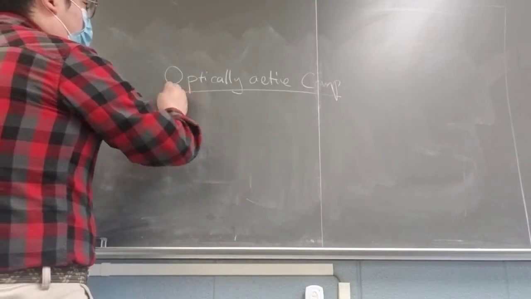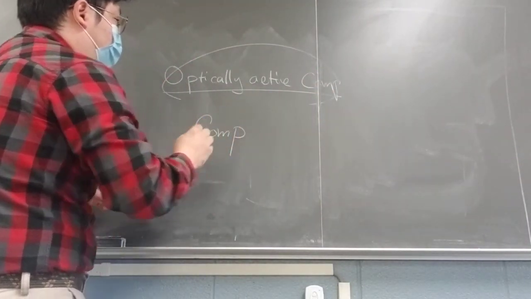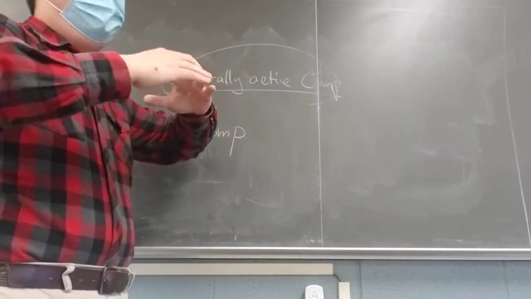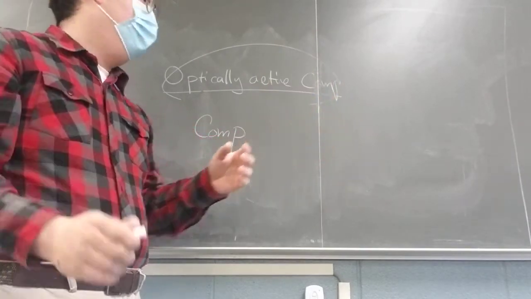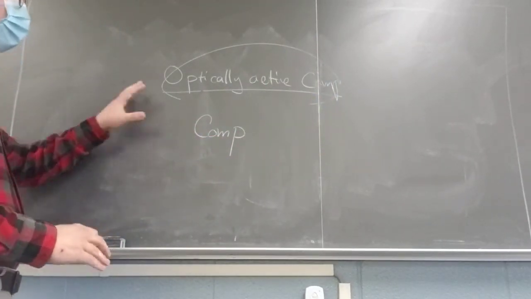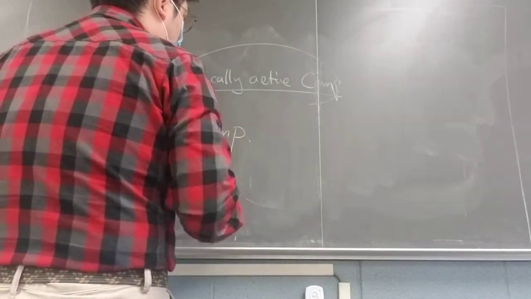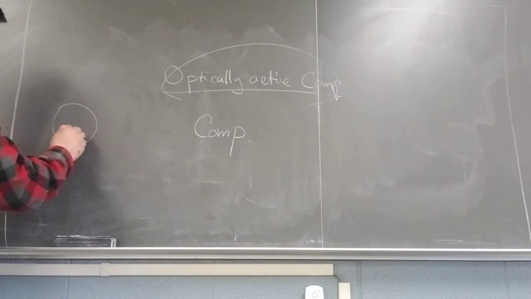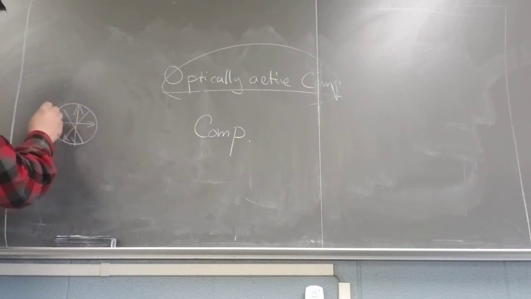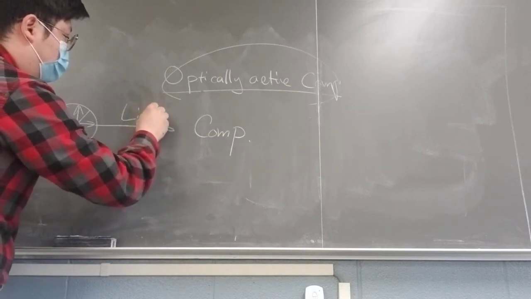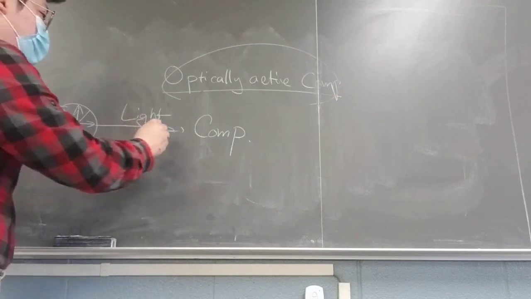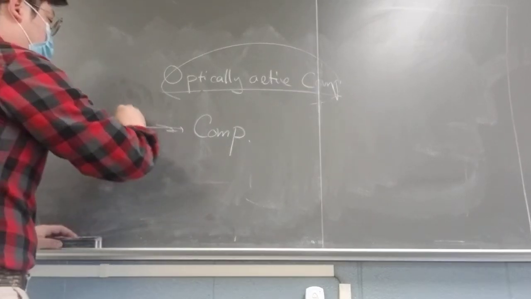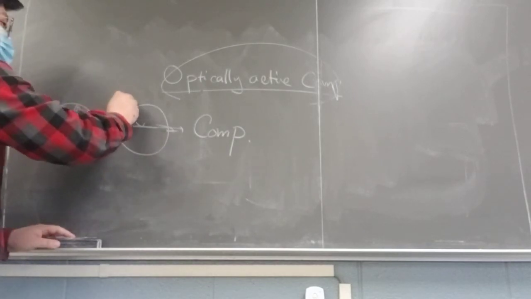Whenever you have a compound that is optically active, it means it interacts with light. That's what it means. Optically means there's a light interaction with the compound. Whenever a compound does something to the light, we can say it's optically active. One characteristic of the optical property is when you shoot light at the compound. Before you put the light on the compound, we're going to polarize the light, so we're going to use a polarizer.